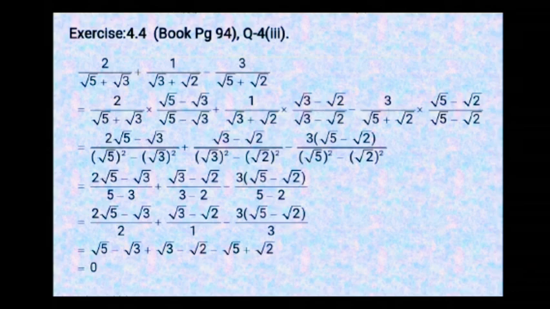Now the simplified form will be under root 5 minus under root 3 plus under root 3 minus under root 2 minus under root 5 minus minus plus under root 2. All the values having the same terms with the different symbols. As under root 5 minus under root 5 will be cancelled, under root 3 will be cancelled with the under root 3, under root 2 will be cancelled with under root 2. Answer will be 0.